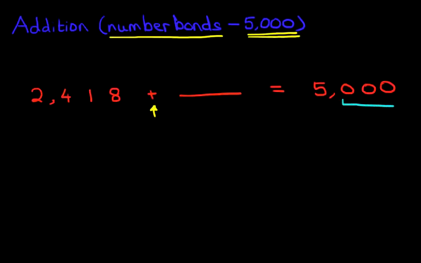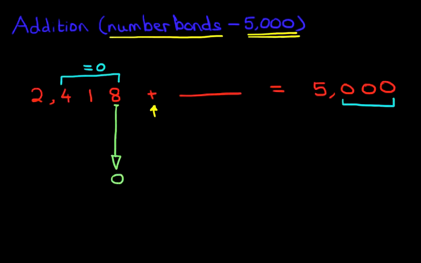The last three digits are all 0. That means our number 2,418, the last three digits must all equal 0. So let's start with the units. We've got 8 here, so 8 has to equal 0.